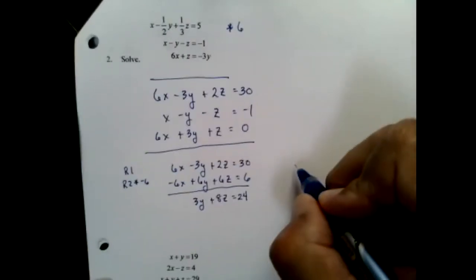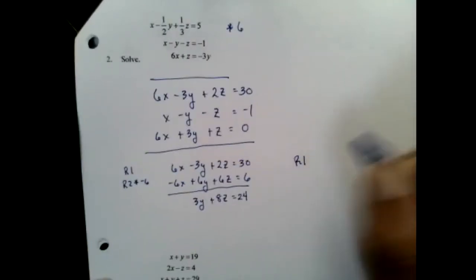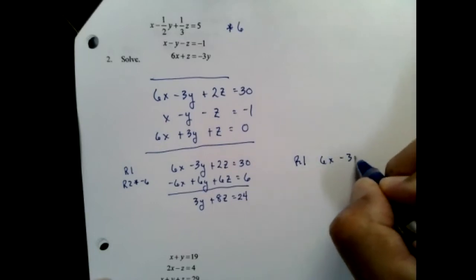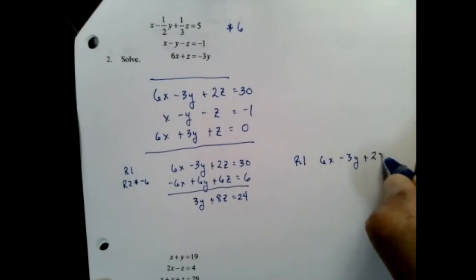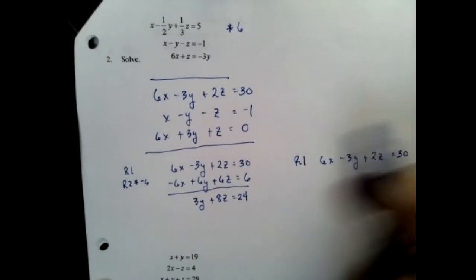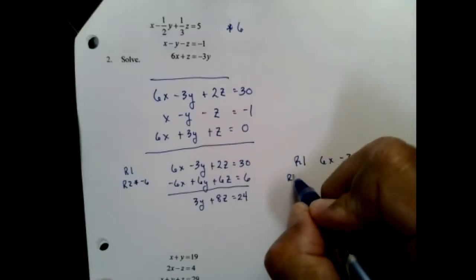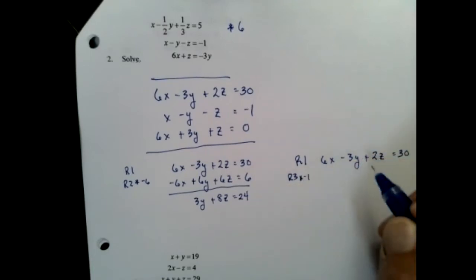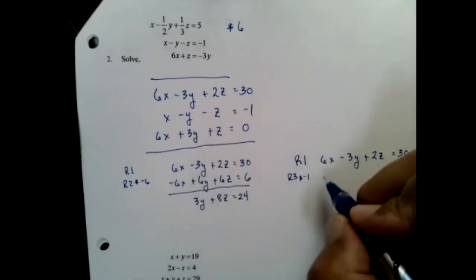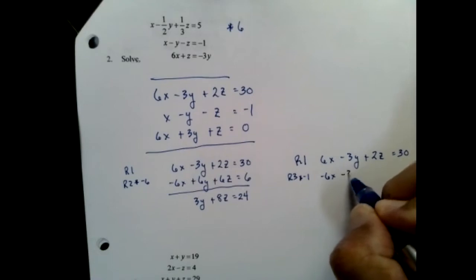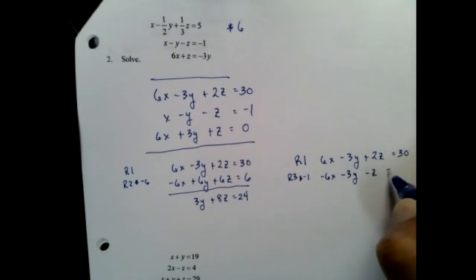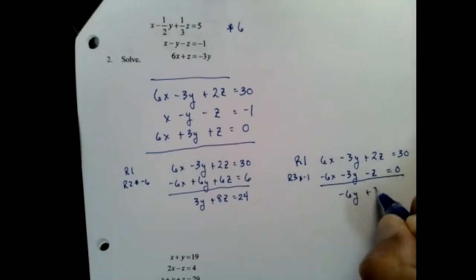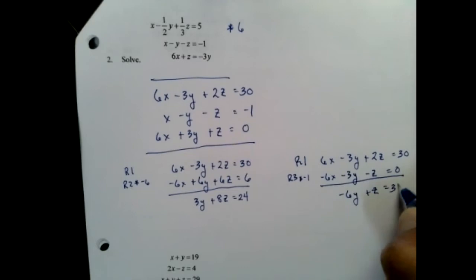I think I'm going to do my second one, and that's going to be row 1 again, which was 6x minus 3y plus 2z equals 30. This time I'm going to take row 3 because I have to take a different pair of rows. Multiply by -1, I get negative 6x minus 3y minus z equals 0. Negative 6y plus z equals 30.